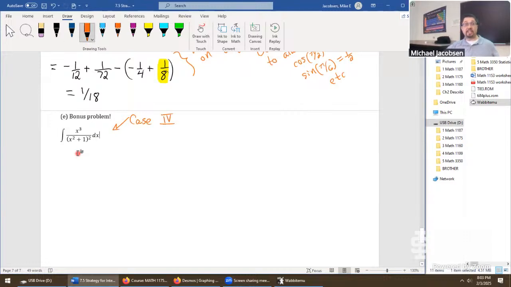And it's not as crazy as it could be. There's just one irreducible, x squared plus 1, and it's been repeated. That's what makes it case 4. So the first thing to do here is decompose.